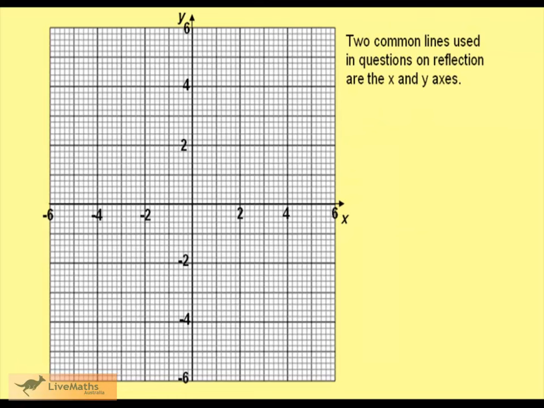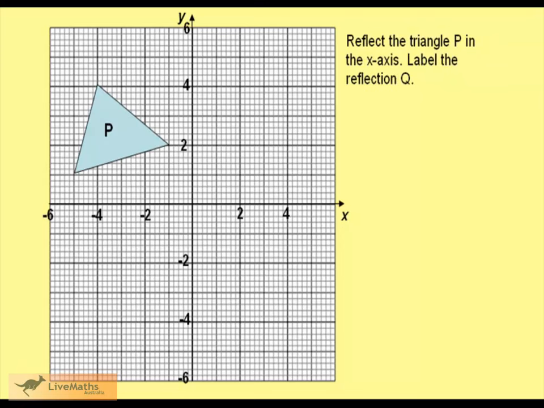2 common lines used in questions on reflection are the x and y axes. For example, reflect the triangle P in the x-axis. Label the reflection Q. So let's consider the triangle P. This point here, when reflected in the x-axis, will go to here.